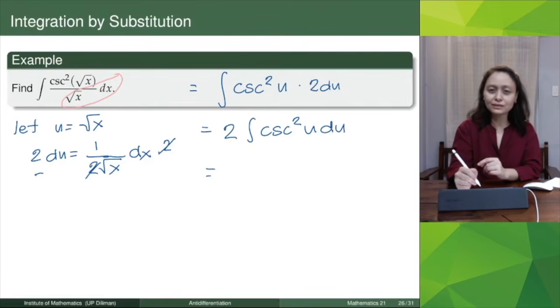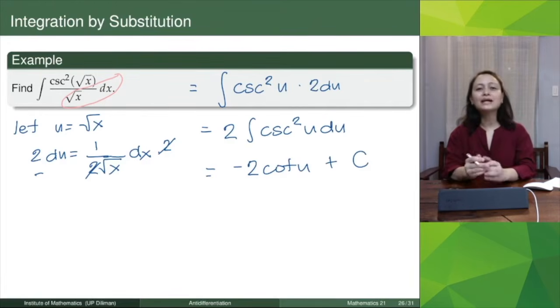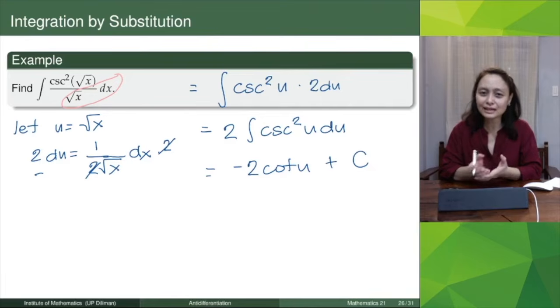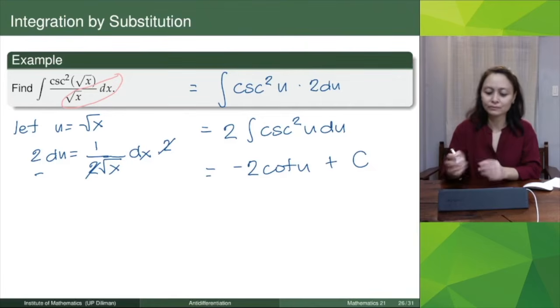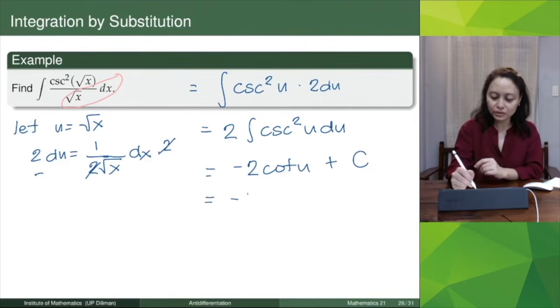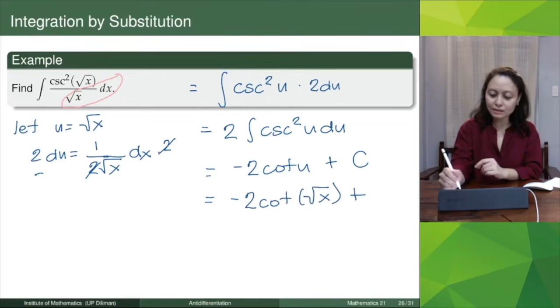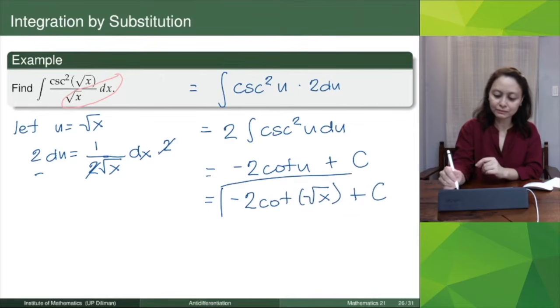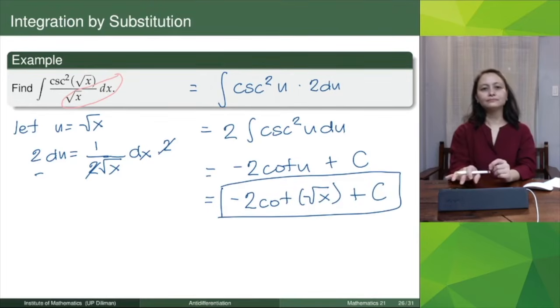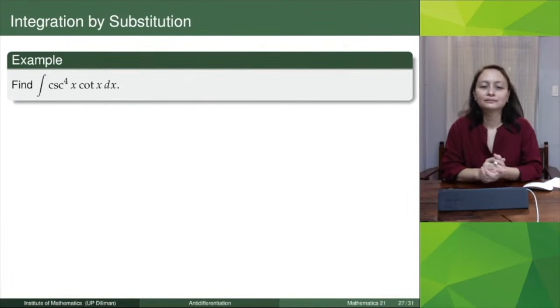Ano yung antiderivative nito? Memorize na ba? Negative cotangent u plus c. Tama? Ang derivative ng cotangent ay negative cosecant square u. And then substitute back, ang u ay square root of x. So, negative 2 cotangent square root of x plus c. Okay? Kaya na, medyo hirapan lang ng konti.